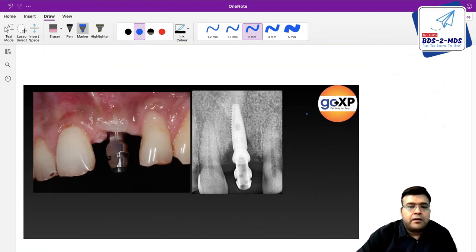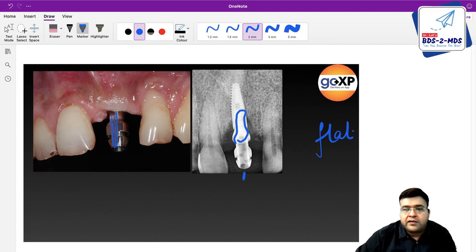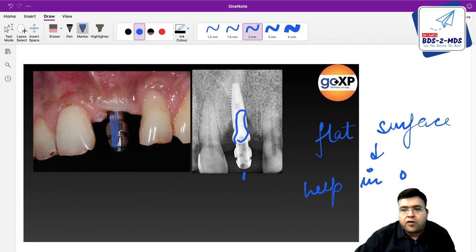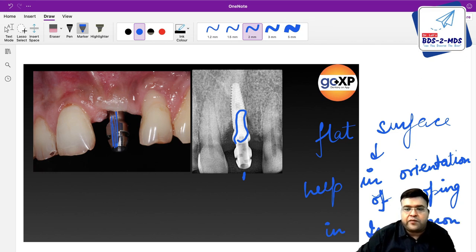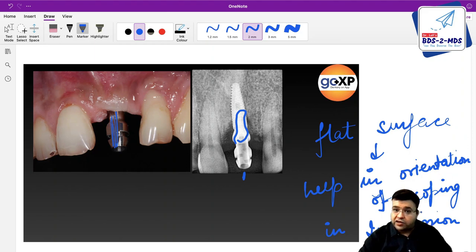This is how a closed tray coping looks, right? You cannot see a long screw which is projecting. The screw is somewhere here, the small screw. It has one surface which is flat. Why? Because a flat surface will help in orientation of the coping in the impression, right? When you remove this impression from the patient's mouth, the coping is going to stay there. And if the coping is going to stay there, you will have to take it out and then reinsert it into the impression. So that is why it has a flat surface. You can see the flat surface on the impression and fit the coping back.